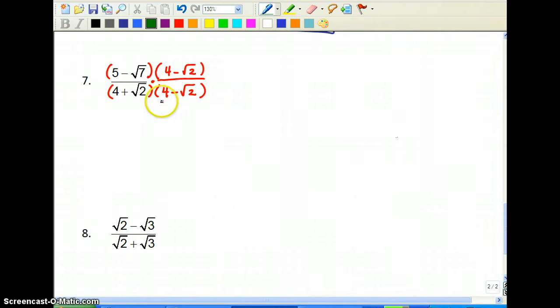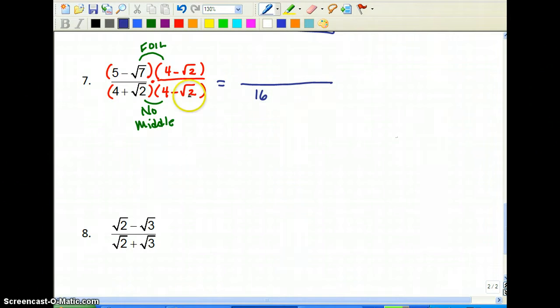This time, however, it's still going to be a no middle because it's always going to be a no middle on the denominator. But the top, instead of distributing, we're going to need to FOIL. So the top is a little bit more complicated. Now you can do the top or the bottom first. I tend to do the bottom first because it's always easy with a no middle. 4 times 4 is 16, and root 2 times root 2 is minus 2.